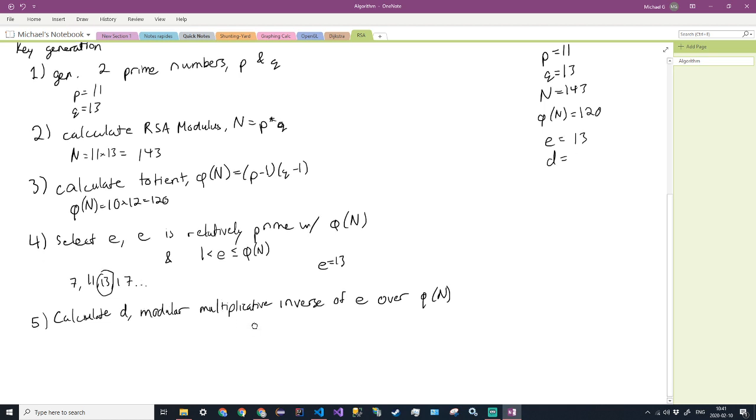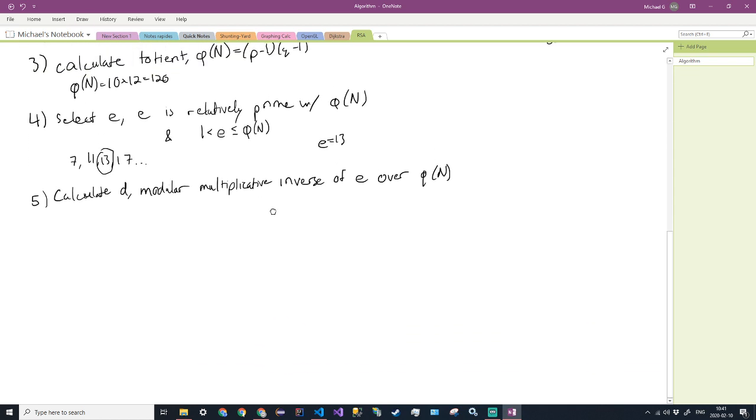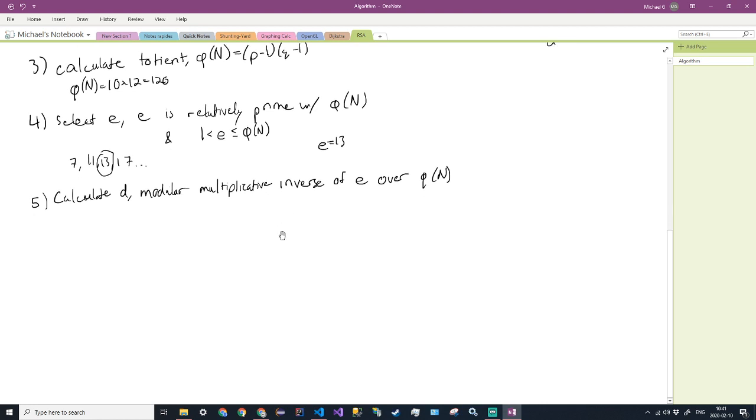Okay. Now this is going to be a bit more math heavy, but we're going to calculate D, which is the modular multiplicative inverse of E over phi of n. So what does this mean? This statement here just equates to E times D mod phi of n is equal to 1. And we're going to have to use something called the extended Euclidean algorithm to solve this out.